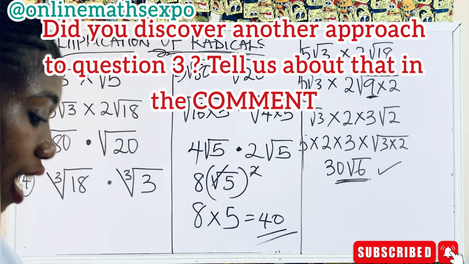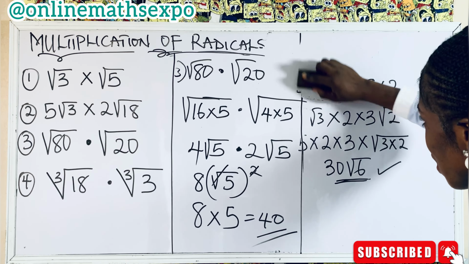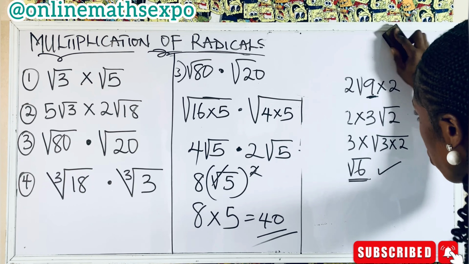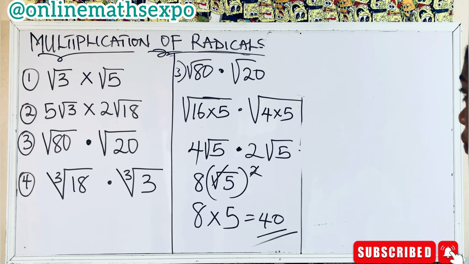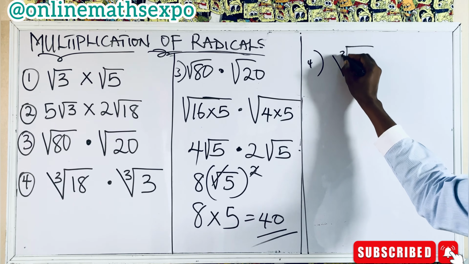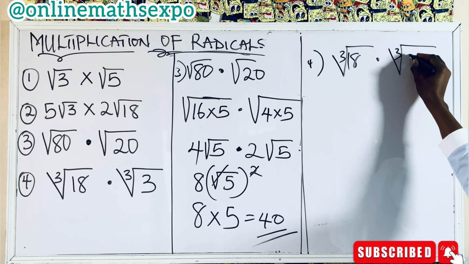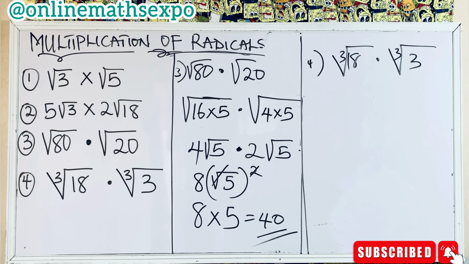So let's go to the last question. I hope you are really enjoying what we're doing. You see that radicals are very simple, especially when you are familiar with the rules. Now the last one there is, we have cube root of 18 multiplying the cube root of 3. Now what do you do there?